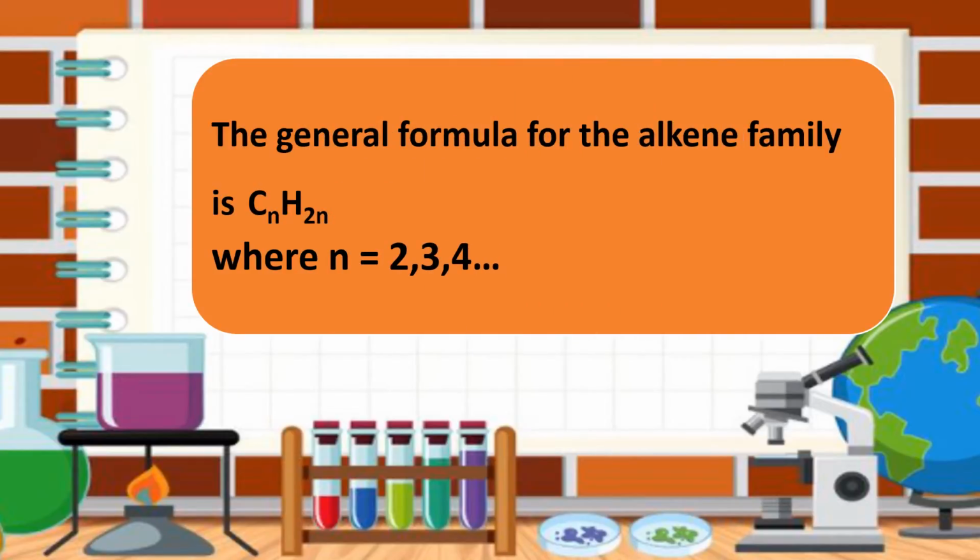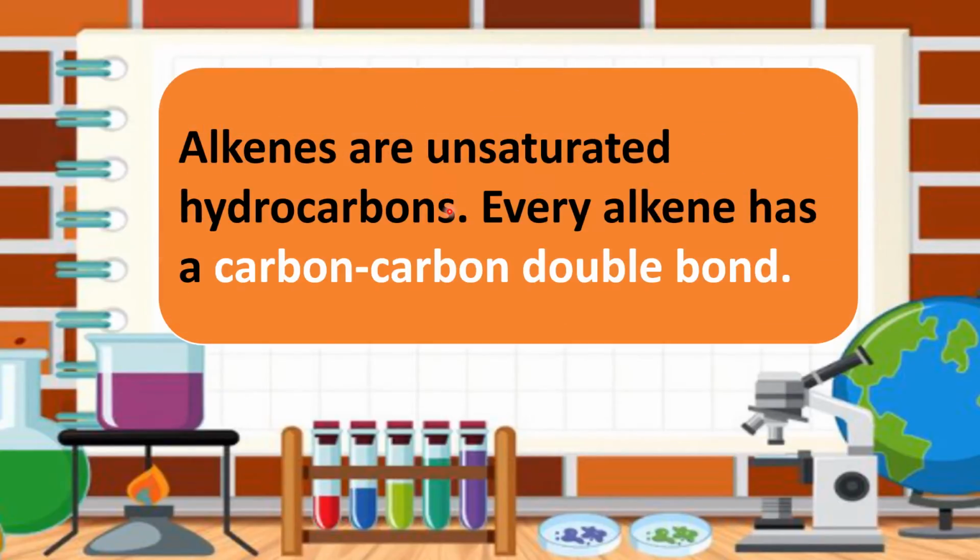For the formula of alkenes, again, alkene ends with -ene. So the general formula for the alkene family is CnH2n only. No minus, no plus, no times. So just CnH2n, where n is equal to 3, 4, and so on. Alkenes are unsaturated hydrocarbons. Every alkene has a carbon-carbon double bond. So the difference between alkane and alkene is that alkane has single bonds between carbons, while alkene has a double bond between carbons.